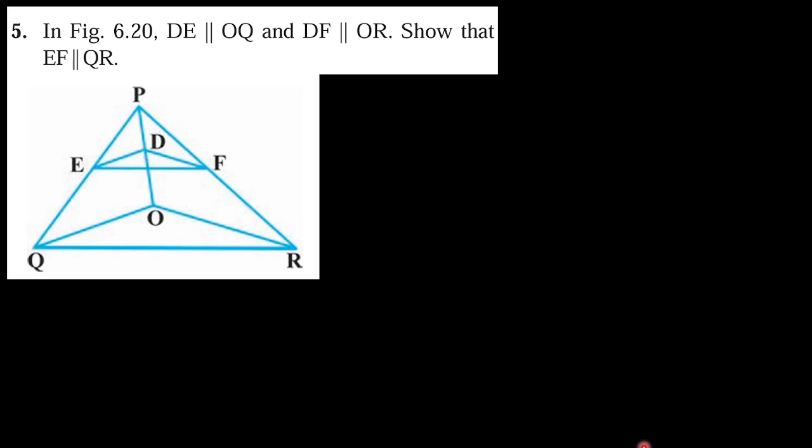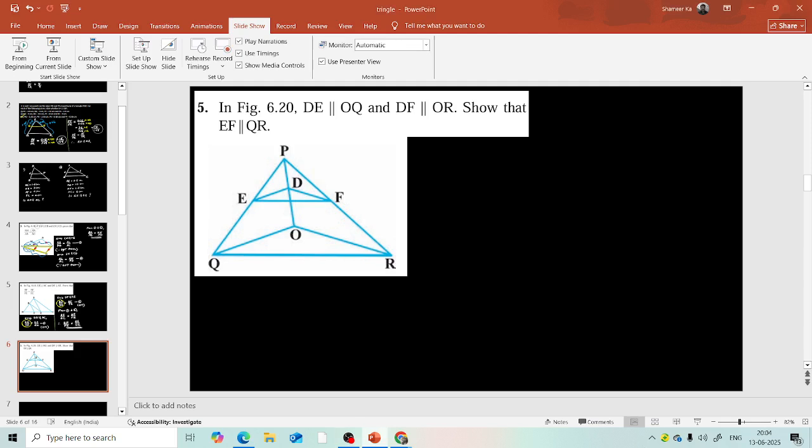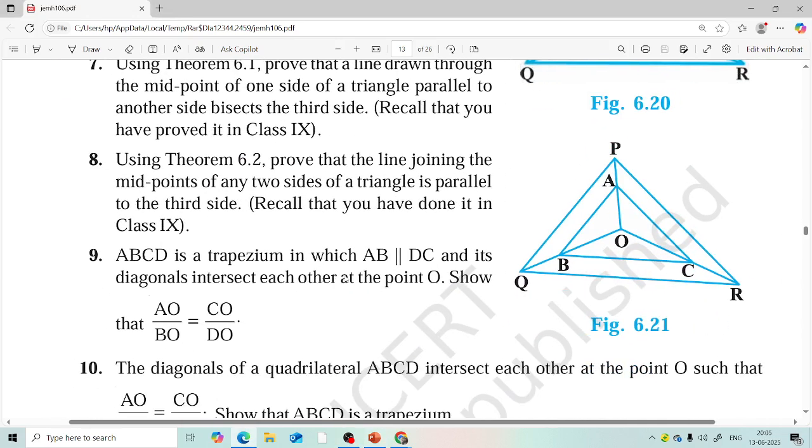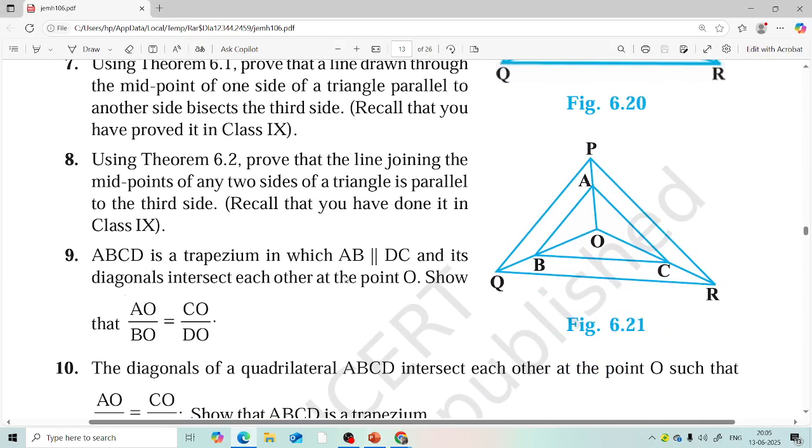Sir, I don't know which triangles to consider. Don't worry, I will discuss. Others, Samriddhi and Joshida, you do one thing.